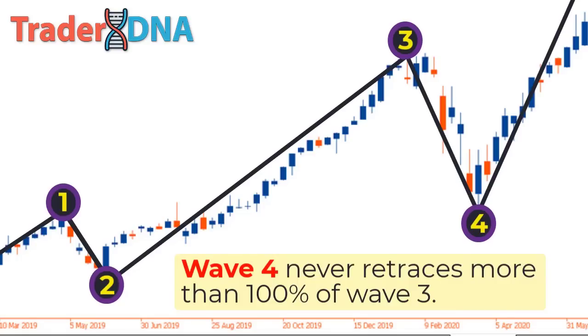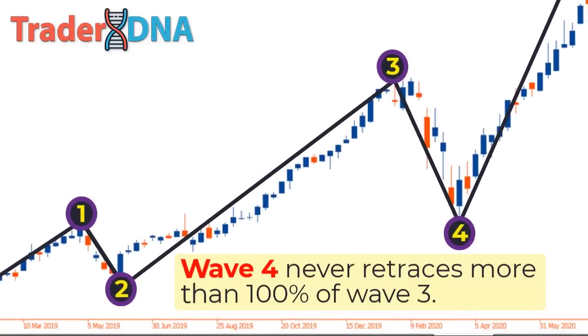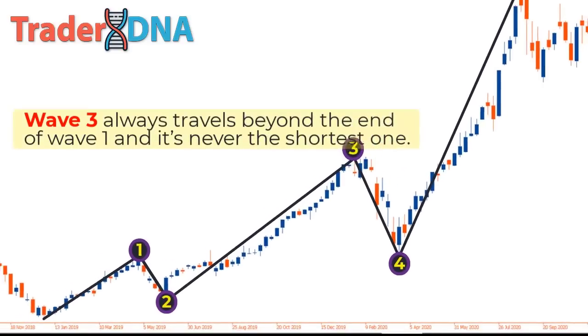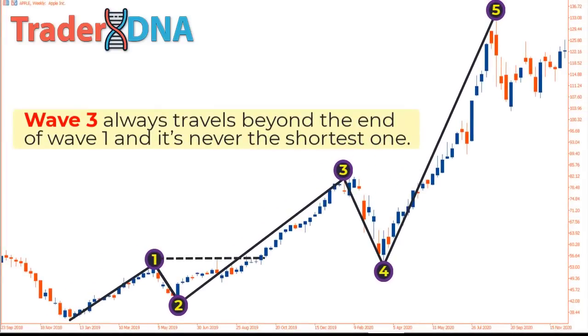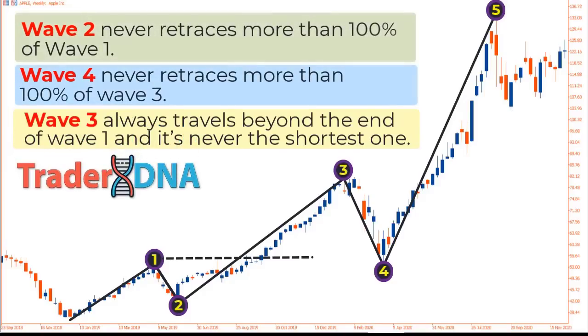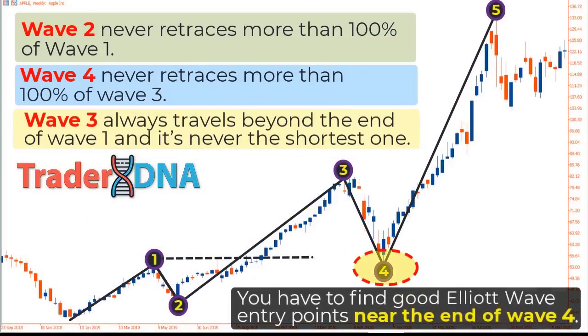Rule number 3. Wave 3 should always travel beyond the end of wave 1 and should never be the shortest one. Wave 3 will usually extend 161.8% of Wave 1. To play the Elliott Wave strategy, it's best to let the first 4 wave movement unfold and then find good Elliott Wave entry points near the end of Wave 4. This is done to try and catch the last wave of the entire 5 Elliott Wave sequence.